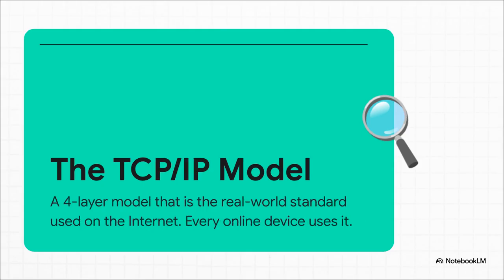And then there's TCP/IP. This is the workhorse. It's a much more streamlined 4-layer model, and it is the actual foundation of the internet we use. It's not just some idea. It's the real set of rules your phone, your laptop, even your smart fridge is using right now to be online. It's all about practicality over perfection.